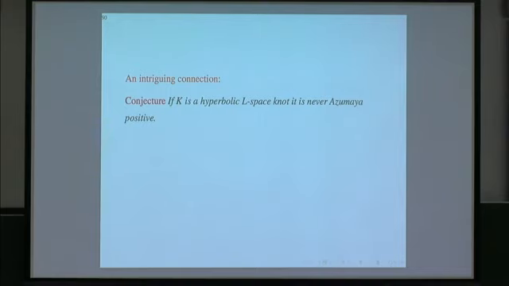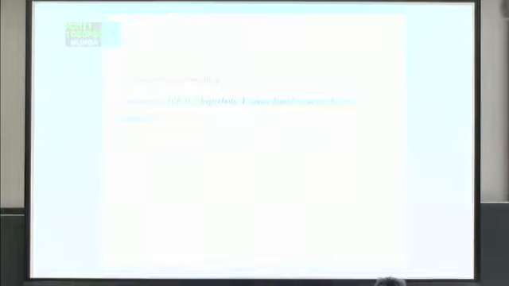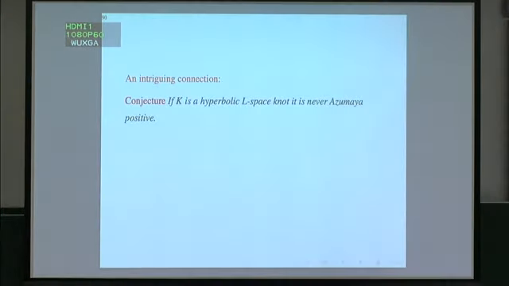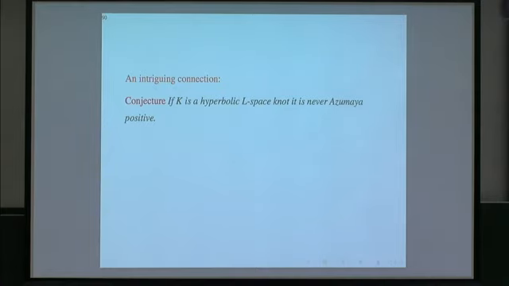What's the favorite example, and this is why it's well loved in Austin? If you take the minus 2, 3, 7 pretzel knot, it has a lens space surgery. Now whatever L stands for, there's a fighting chance you're going to guess that it stands for lens space, and you'd be right. So lens spaces are L spaces. And we notice that minus 2, 3, 7 is not Azumaya positive.